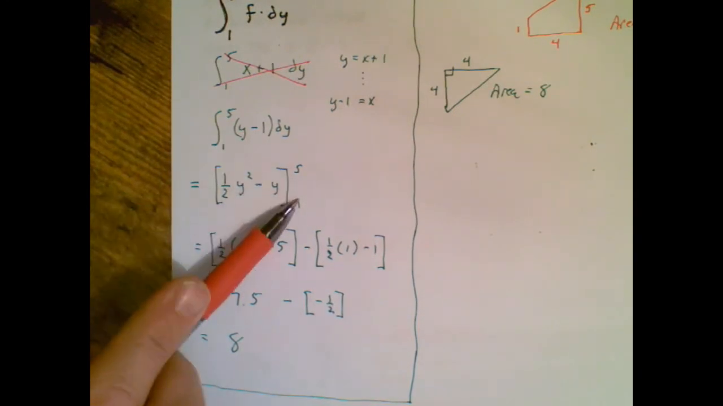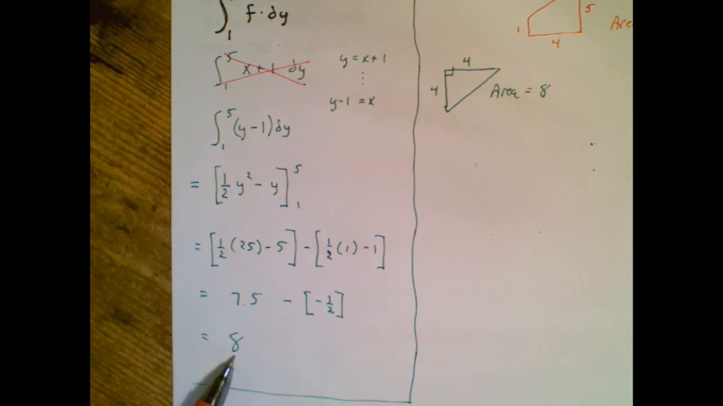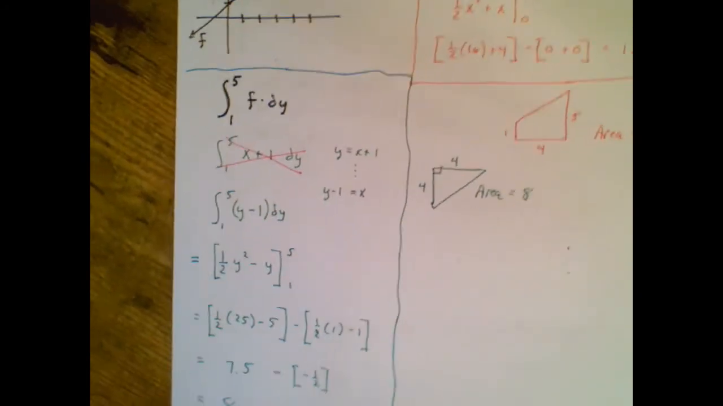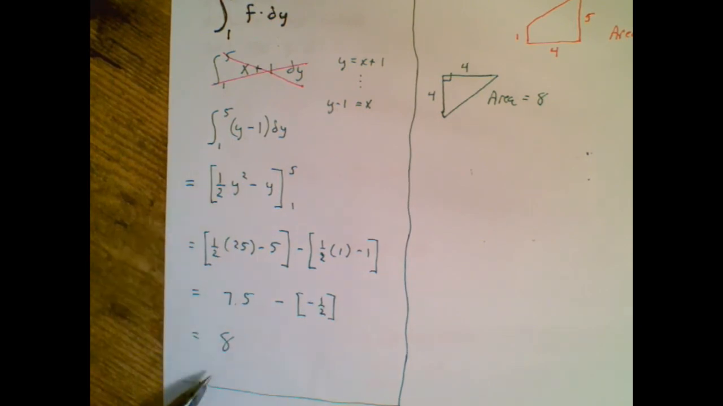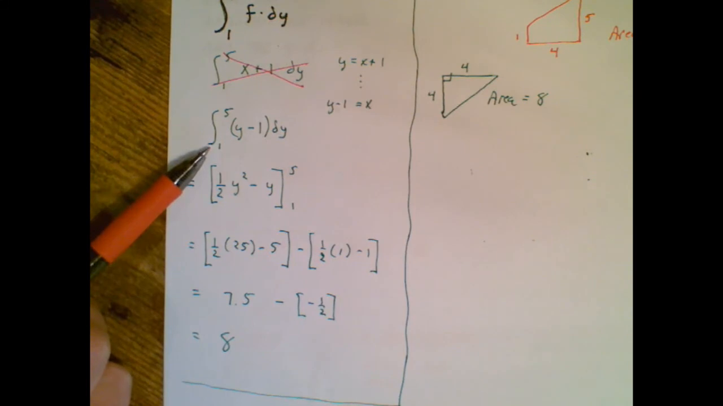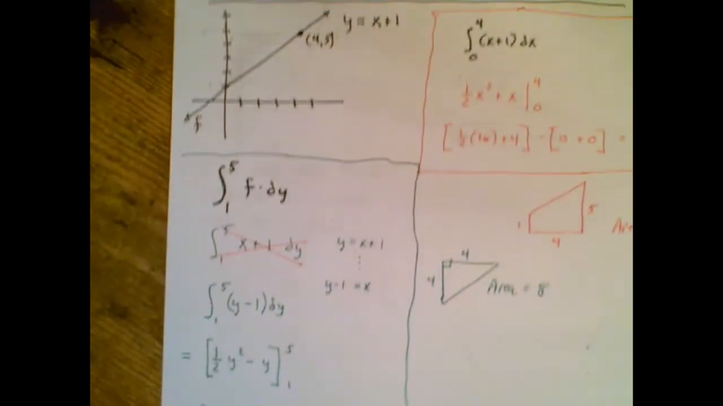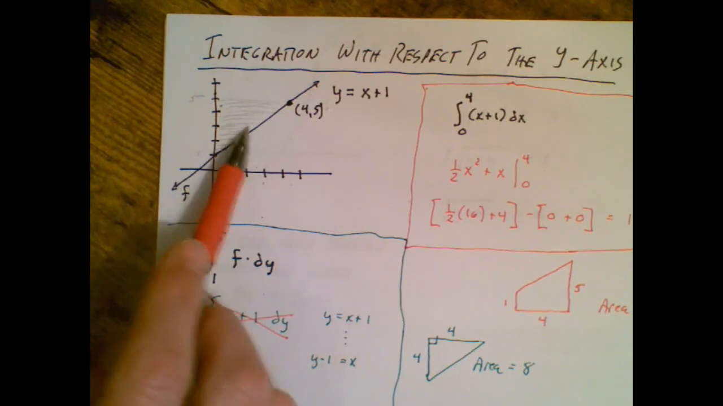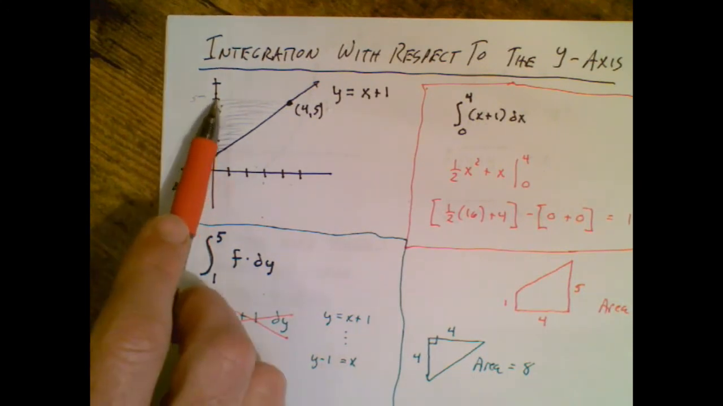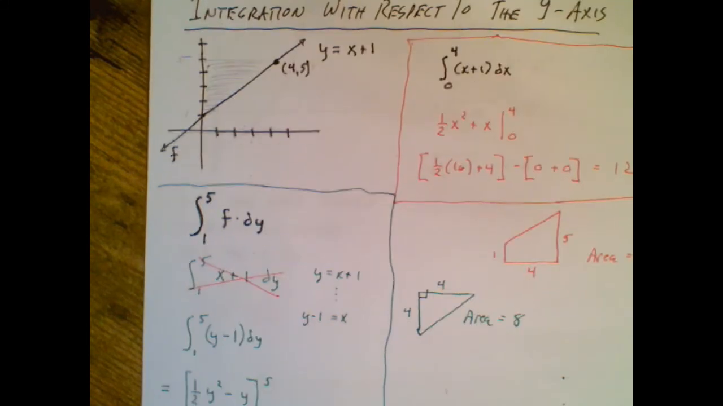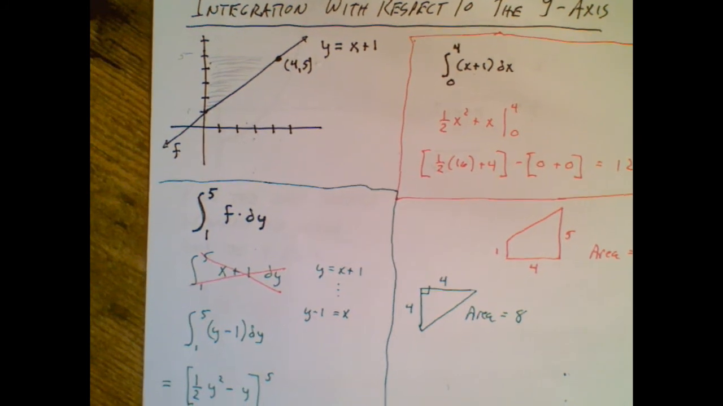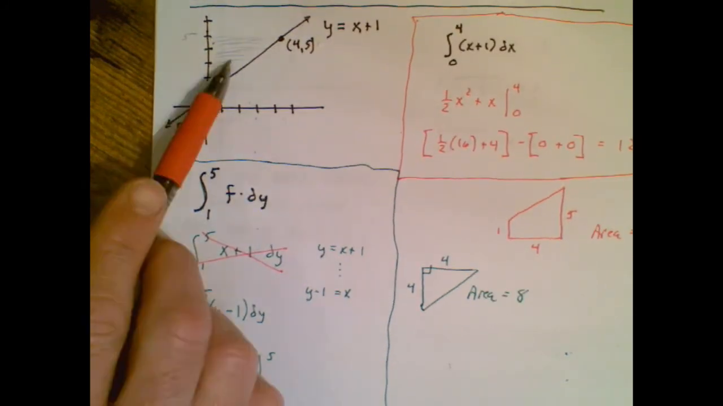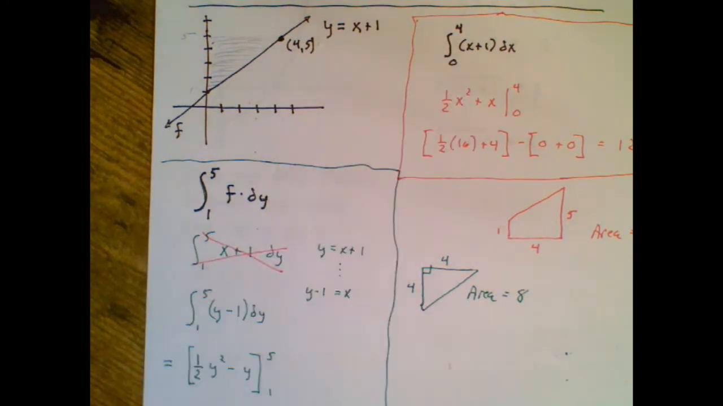Antiderivative, limits of integration, plug in my limits of integration, and I get an answer of 8. Which, by the way, makes a lot of sense. You may need to pause it if you need more time to digest that. But my answer was 8 using integration with respect to the y-axis, which makes sense because if I look at this triangle, it's a 4 by 4 triangle for an area of 8. So that's integration with respect to the y-axis, which is, in this case, something very different than if I would have done integration with respect to the x-axis.